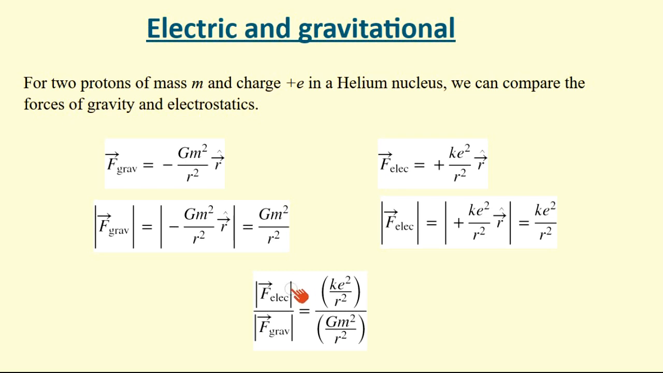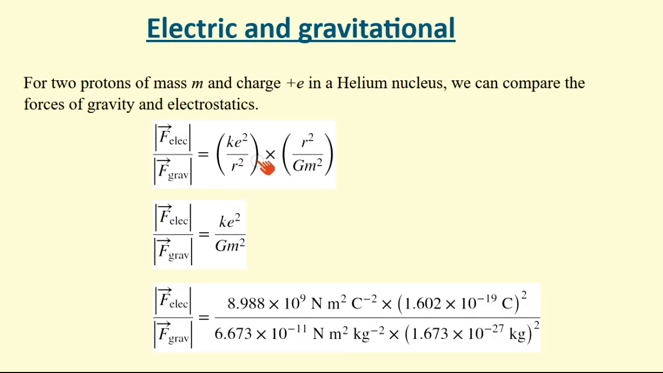Then I divide them, so the electrostatic force divided by the gravitational force is k e squared over r squared divided by G m squared over r squared. And then when you divide a fraction, you can multiply by the inverse, by inverting the fraction. Of course, the r squareds will now cancel, ending up with k e squared over G m squared, and only now do you substitute in numerical values with units, because if you do it before that, you'll end up with a nightmare, and you can easily make a mistake.